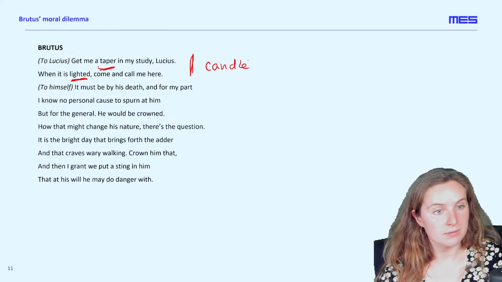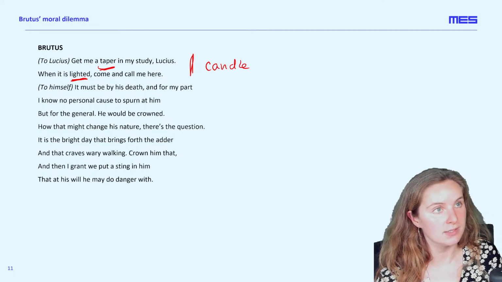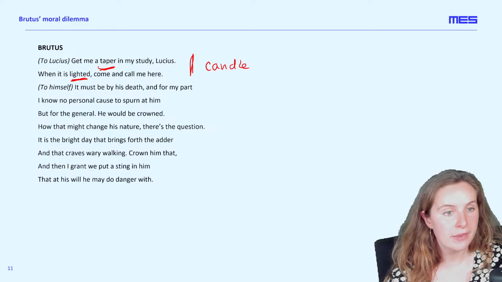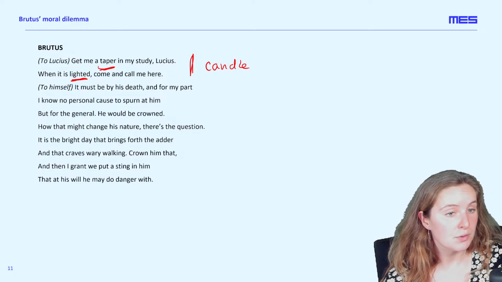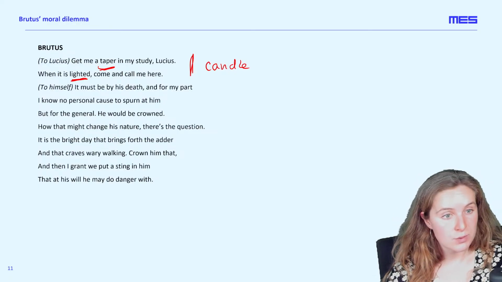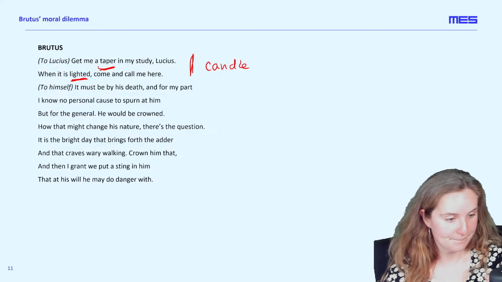What might a candle symbolize? Into the chat. What might a candle symbolize? We've seen candles in A Christmas Carol. We've seen candles in Macbeth. You've seen candles or lights if you've studied An Inspector Calls. What do candles symbolize? What does light symbolize? Straight into the chat.